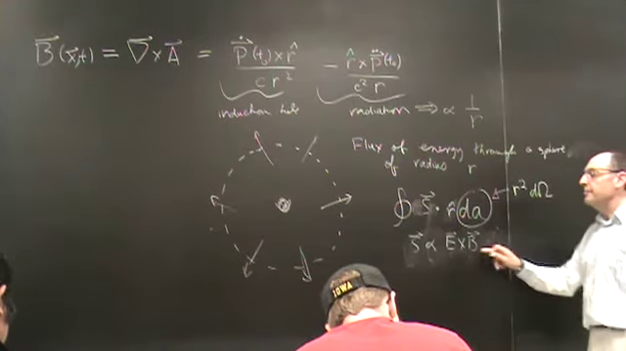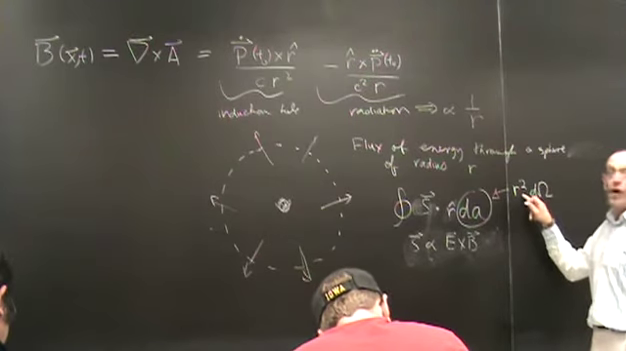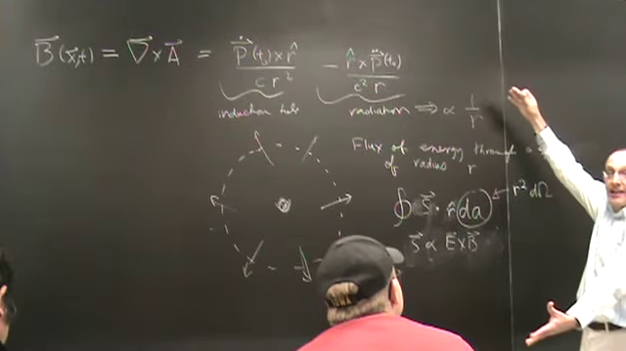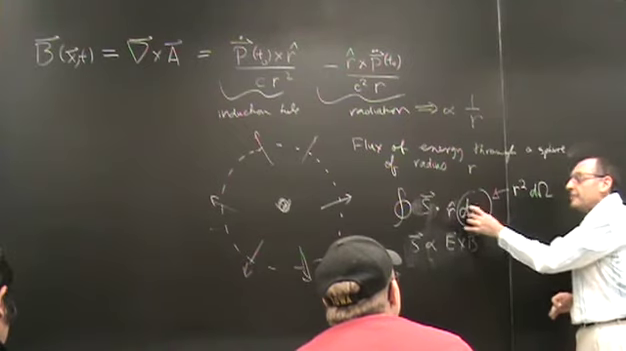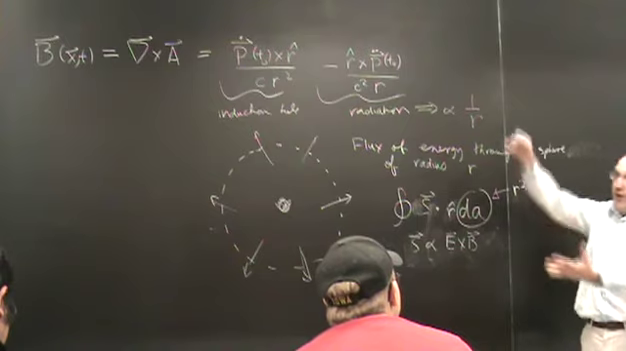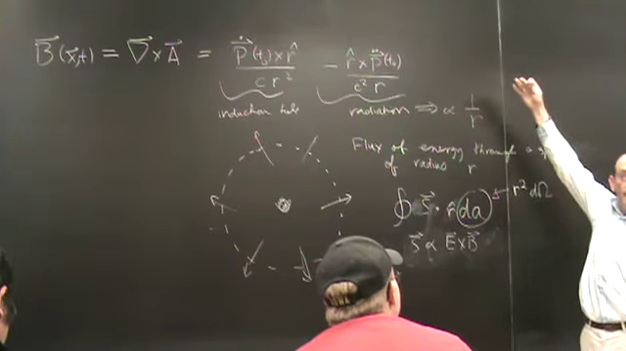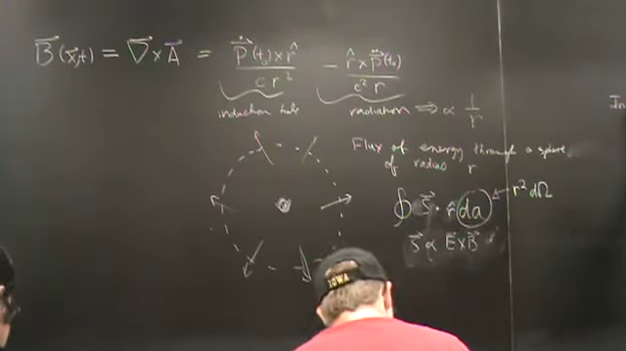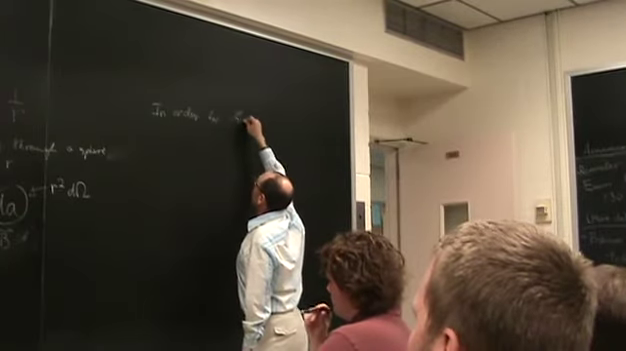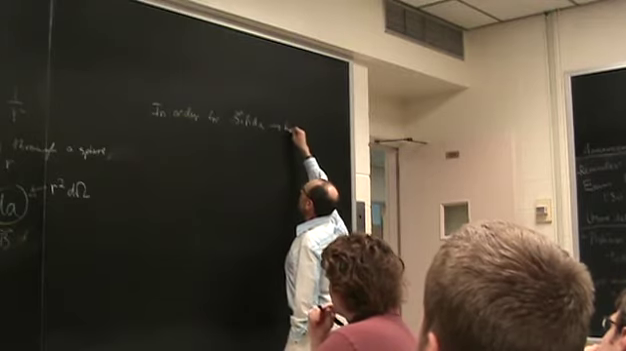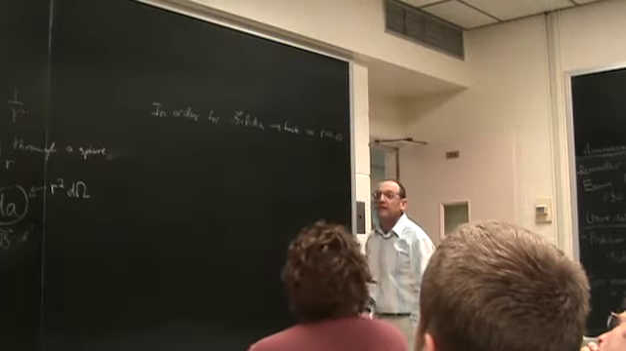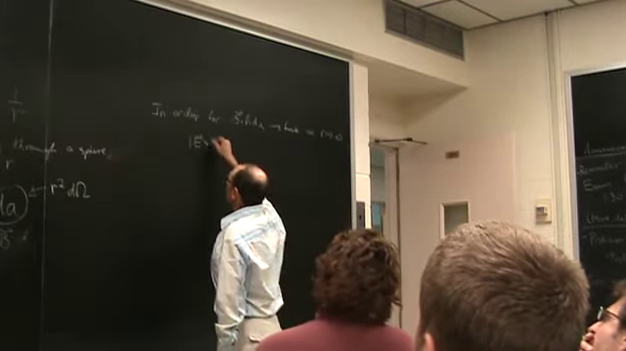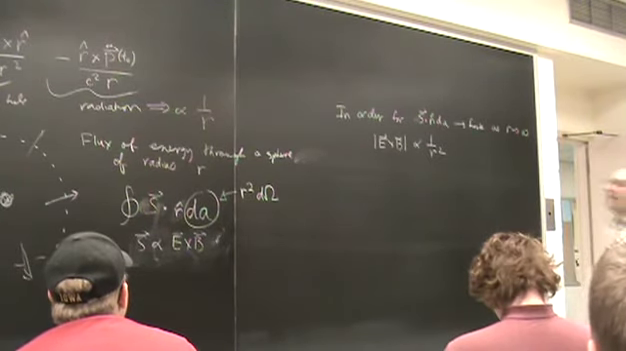So if E times B falls off any faster than R squared, then as the radius goes to infinity, the product of the intensity times the area will fall off with distance. And as the radius goes to infinity, there'll be nothing left. There'll be no flux. In order to have the energy radiated away, so in order for S dot n hat dA to be finite as R goes to infinity, the magnitude of E cross B must be proportional to 1 over R squared, so that the product of E cross B and the area is a constant.